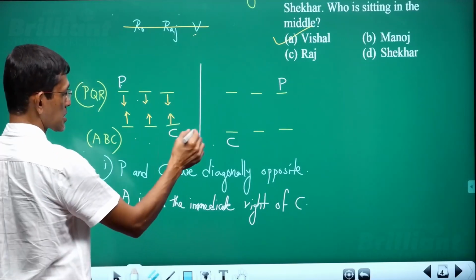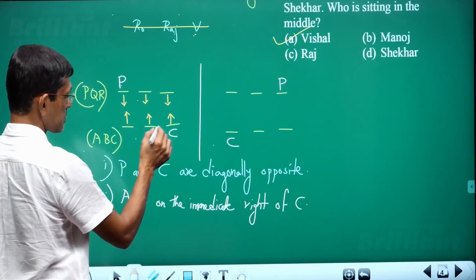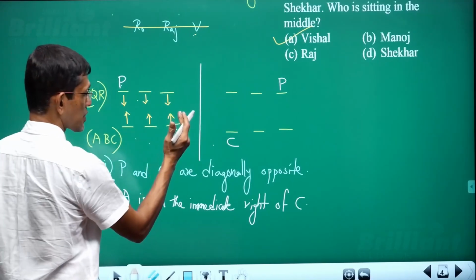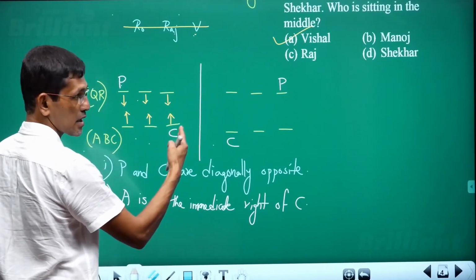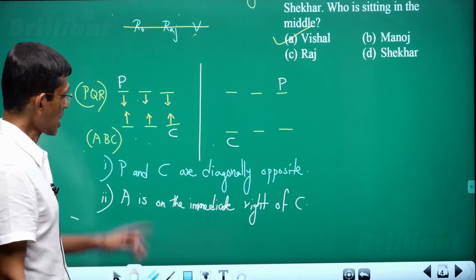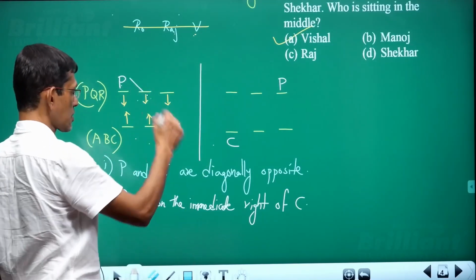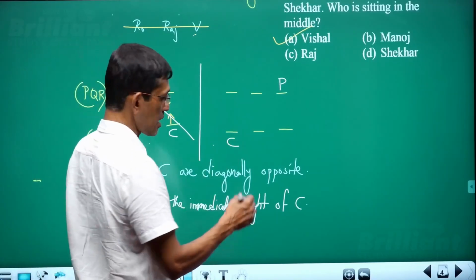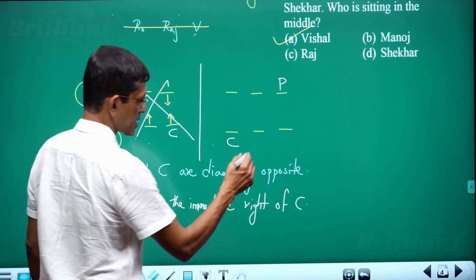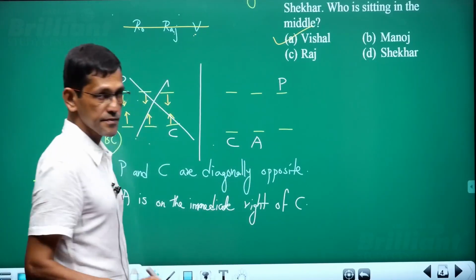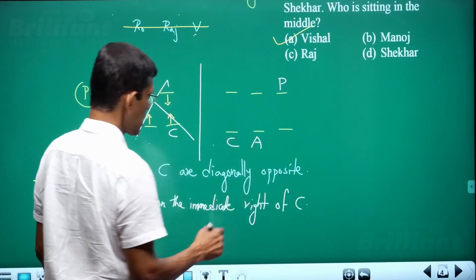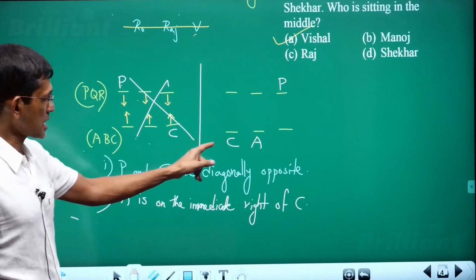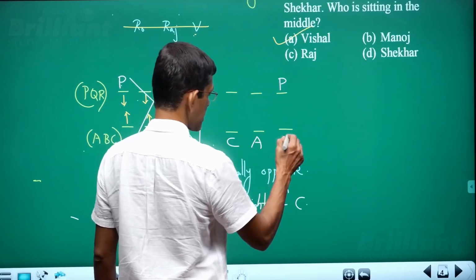So A must be somewhere here. But we have three people, A, B, C, who are supposed to be at these positions. So we cannot have a position for A to the right of C. That means this arrangement is not going to work. How about this case? A is on the immediate right of C. Yes, A can be here. If A is confirmed here, in this row we have only three people, A, B, C, right? C and A are here. The next position is for B.